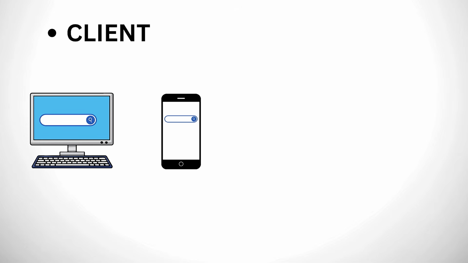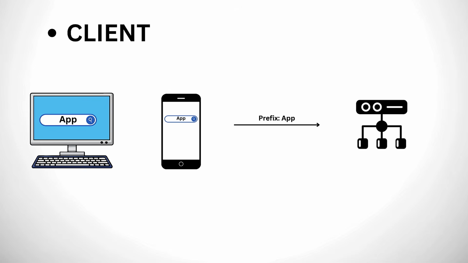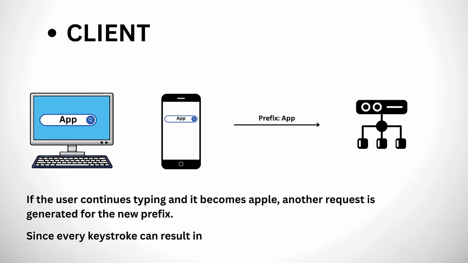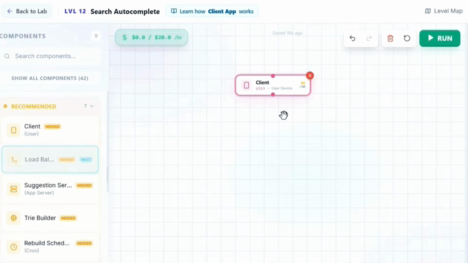Now, whenever a user types a character into the search box that we have, the client sends the current search prefix to the backend. For example, if the user types app, the client sends app as the prefix. If the user continues typing and it becomes apple, another request is generated for the new prefix. Since every keystroke can result in a request, this is a very latency sensitive system. The client then sends these requests to the load balancer.